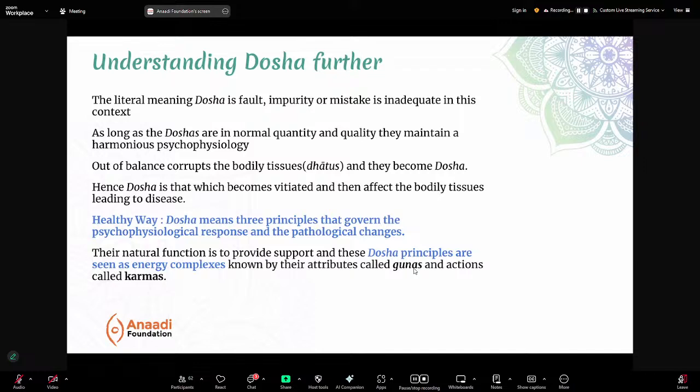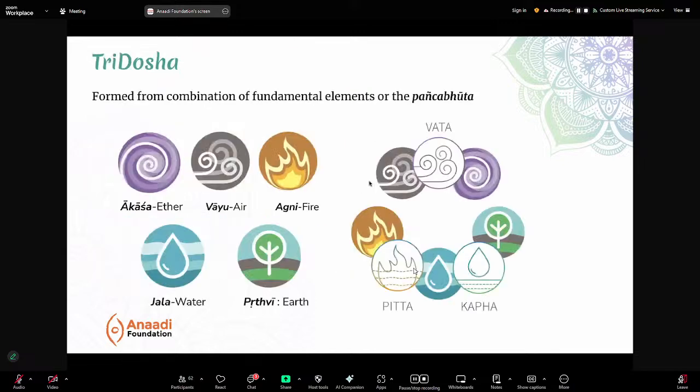Dosha means three principles that govern the psychophysiological response and pathological changes. Again, these are energy complexes with attributes called gunas and karma. Okay, they can be looked at in different ways. So as I told you, these are Panchabhutas. The Akasha and Vayu combine to form Vata. The Jala and Agni combine to form Pitta. The Jala and Prithvi combine to form the Kapha dosha. Okay. I'll give you a minute to take a look at this diagram so that you internalize this view.